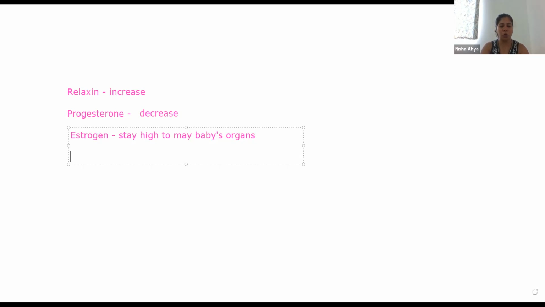Very important hormone is oxytocin. What is the function of oxytocin in a human body? Happy hormone. Is there any other function of oxytocin? How does it make you feel happy? Yes, it makes you feel happy. But what stimulates oxytocin? Is it related to serotonin? No, it's different.